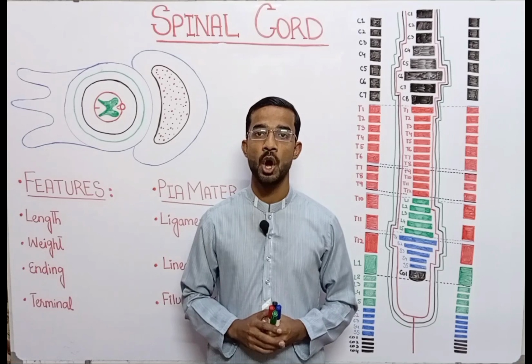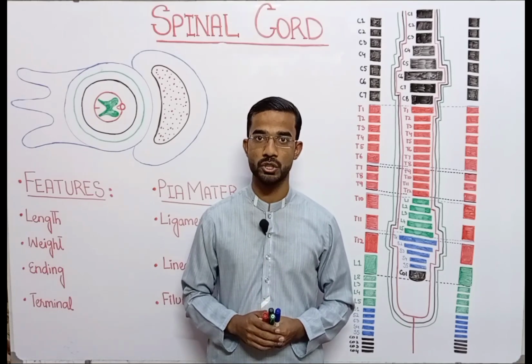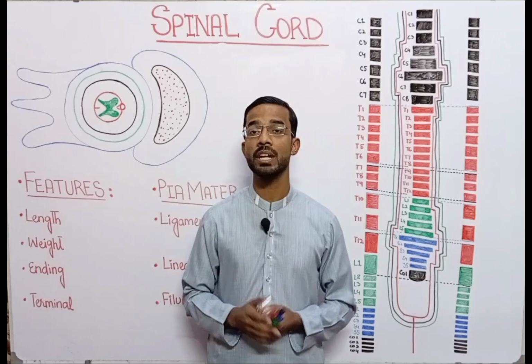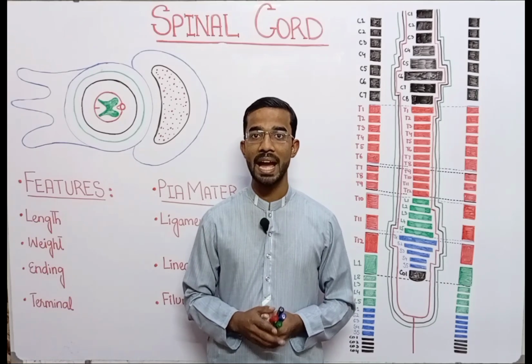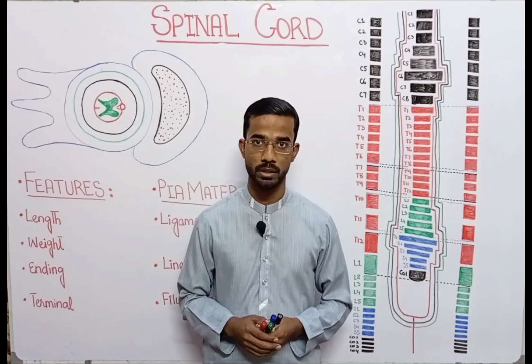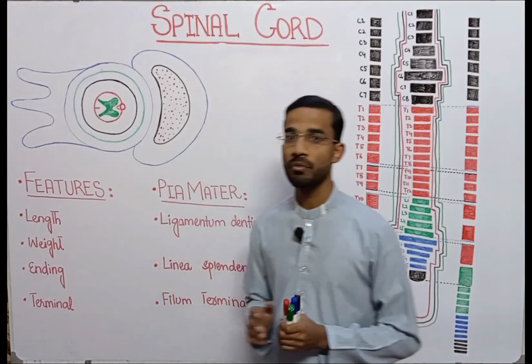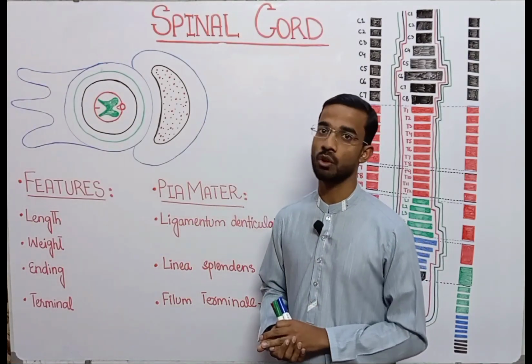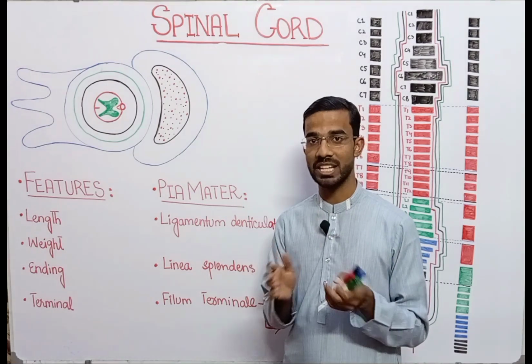In this lecture, we will discuss the different components of the spinal cord, different coverings of the spinal cord, and the spinal nerves which arise from the spinal cord. So let's start. First of all, we will discuss the different coverings of the spinal cord which actually protect the spinal cord.